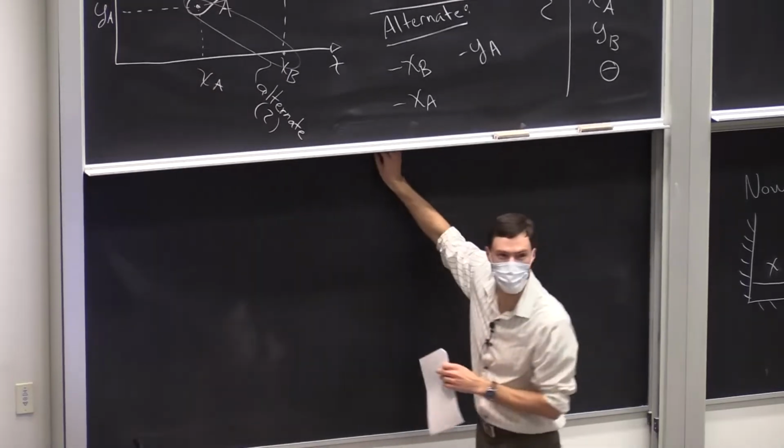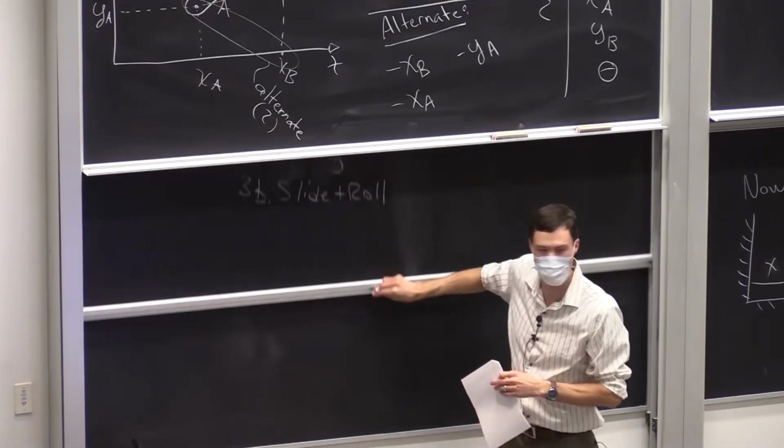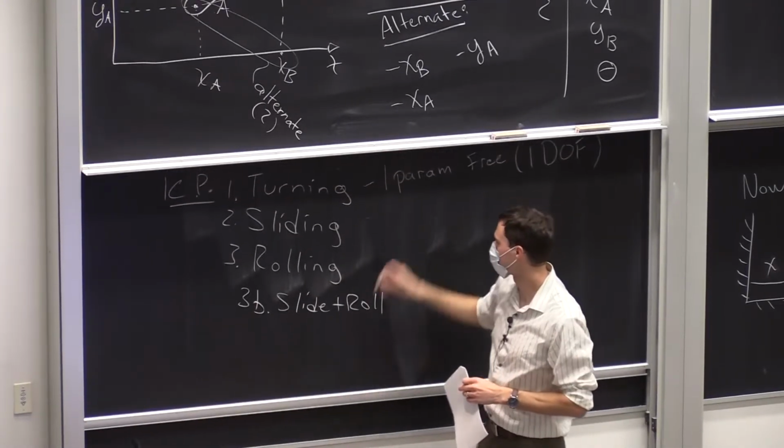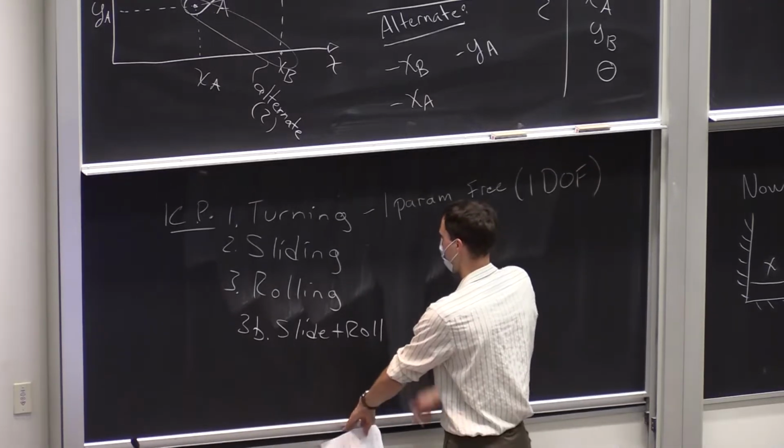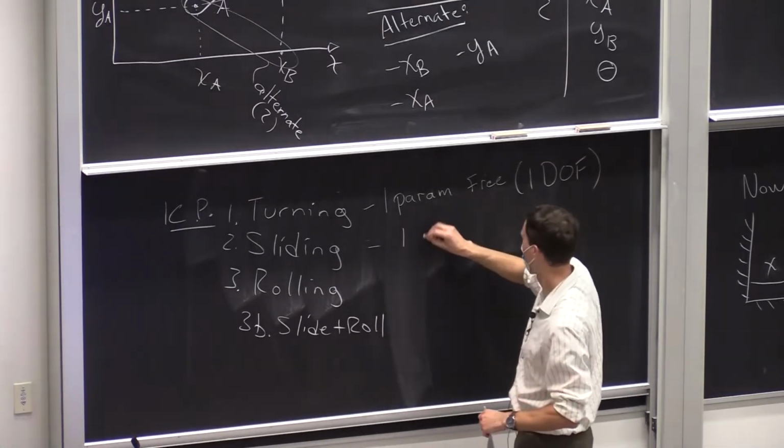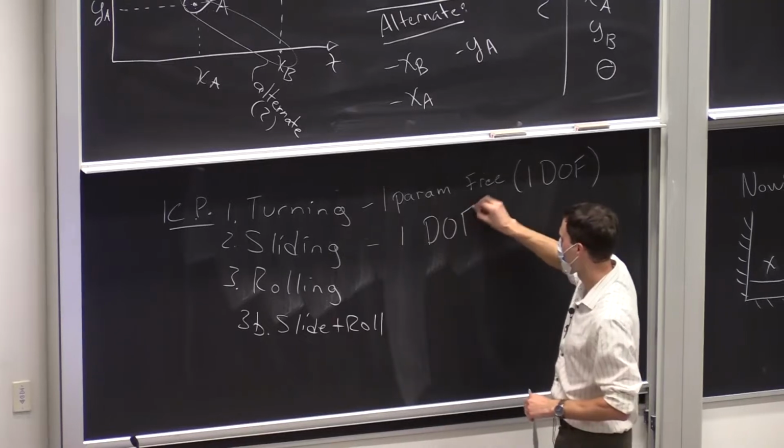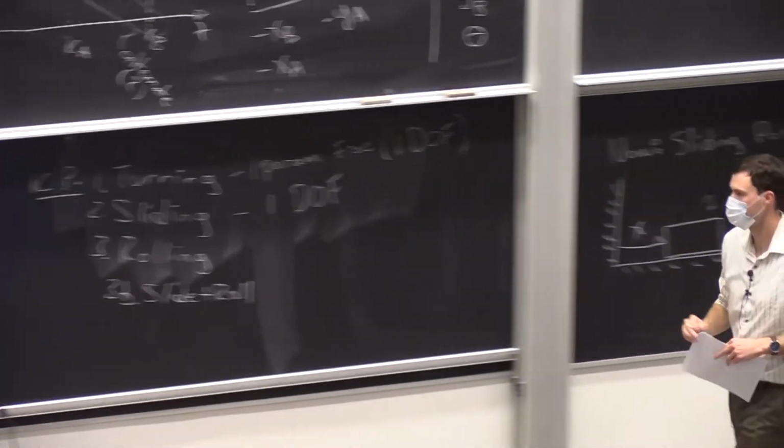See, I'm too used to SF1105. I can write on the top board. This one's a little taller, though. I can't reach it. So that one's also a 1 degree of freedom sliding pair.